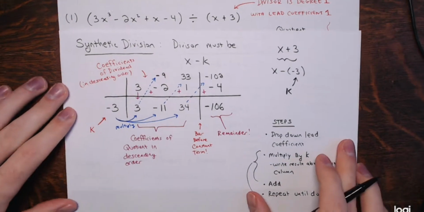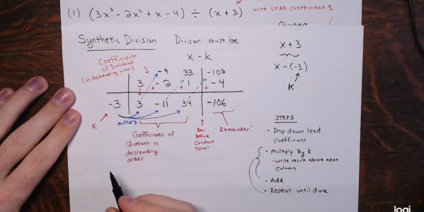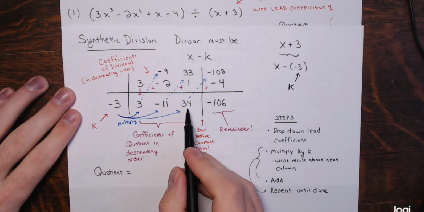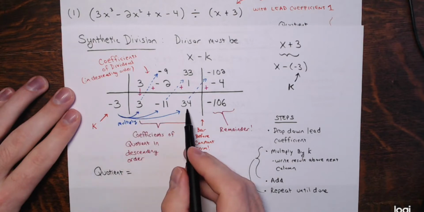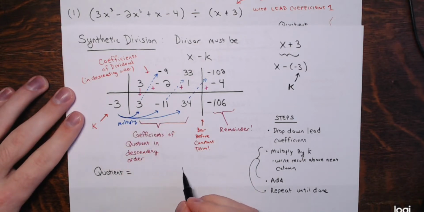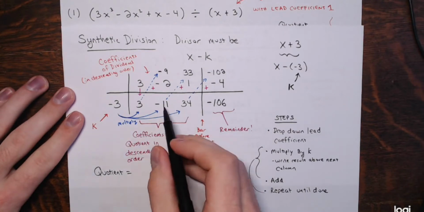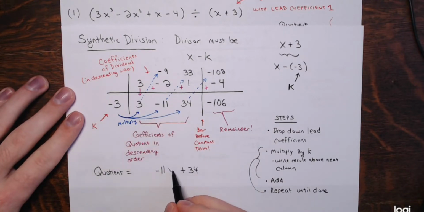So what we're seeing from this is that the quotient is, starting, again, if it's in descending order, that means the last term is a constant. So I got positive 34, got a negative, then just keep raising the power. Negative 11x, and then positive 3x squared. So the quotient is 3x squared minus 11x plus 34.